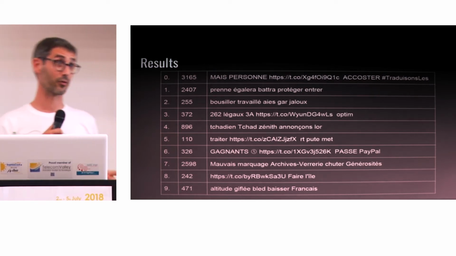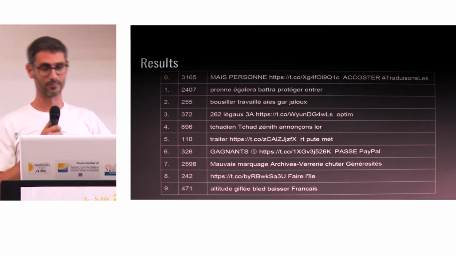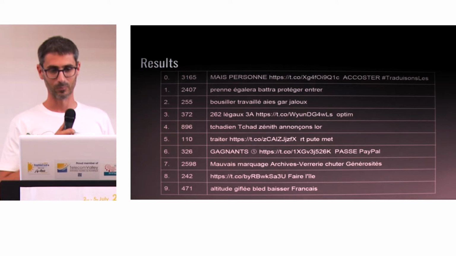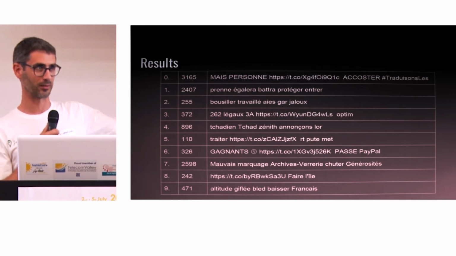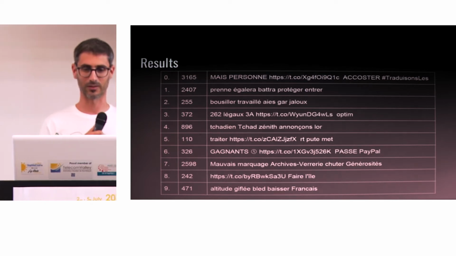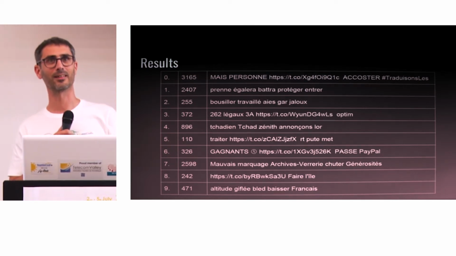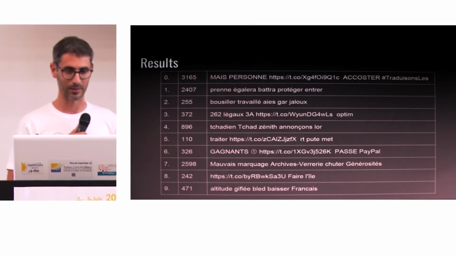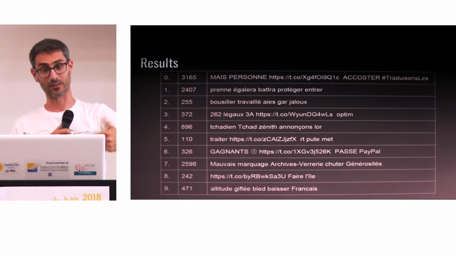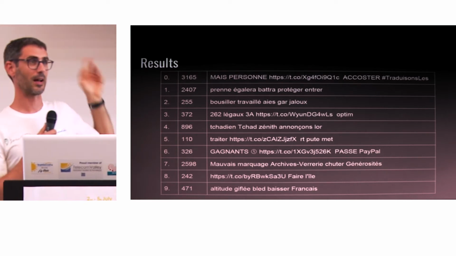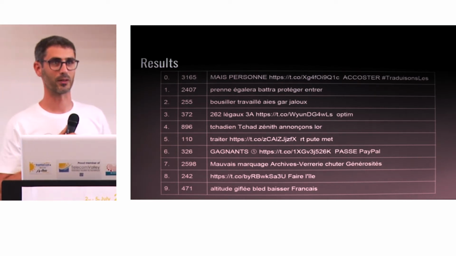So the algorithm actually figured that out. I don't remember the actual content of the tweet. These are just words from the tweet, so don't ask me what it was talking about. The link, you can click on it, and you'll probably figure out what it was talking about. And of course, there are lots of people talking about football, because that was the first week of the FIFA World Cup.